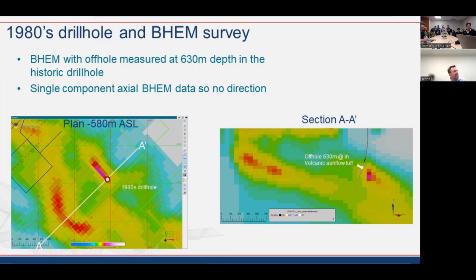Anyways, the data itself is gone, right? It's just a note in the drill hole log that says there's an anomaly at 630. Lithology at 630 is a volcanic.